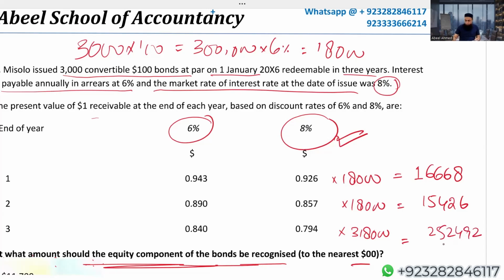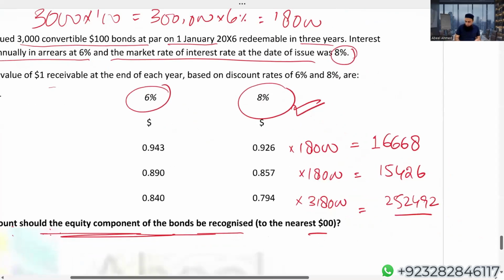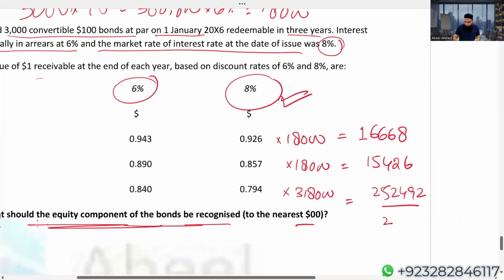2,52,492. The total of all these present values is equal to the financial liability, which is the debt component. And from the total proceeds of the convertible bond, you deduct the debt component, and the balancing figure will be your equity component. 16,668 plus 15,426 plus 252,492. Students, I'm getting 2,84,586. This is my debt component.